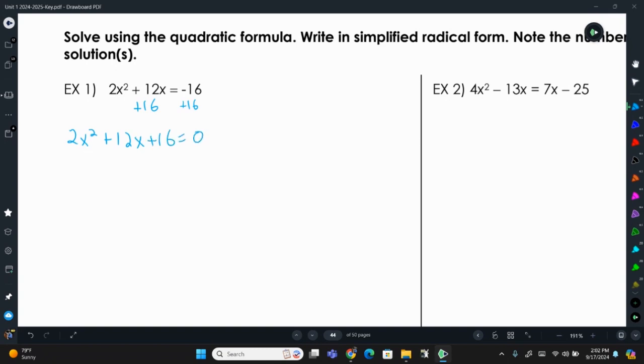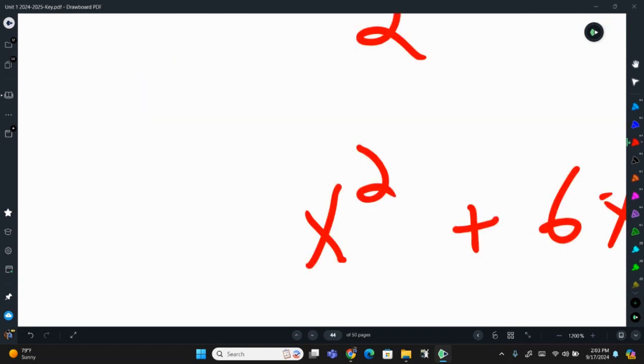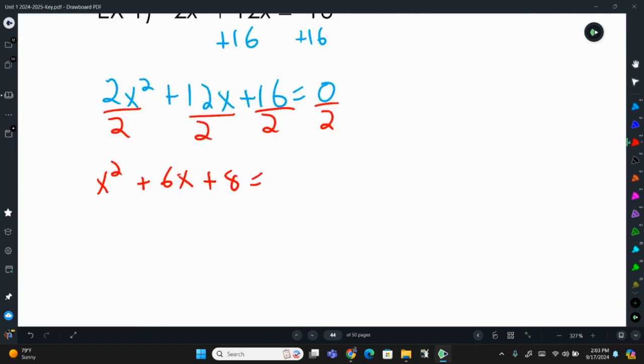Now you might be looking at those numbers and say, oh, they're all even. Can we factor out a 2 or divide by 2? Yes, you can. You can divide everything by 2, and that might make things a little bit easier just because now we're dealing with smaller numbers. So let's go ahead and divide everything by 2. So we have x squared plus 6x plus 8 equals 0 divided by 2 is still 0.